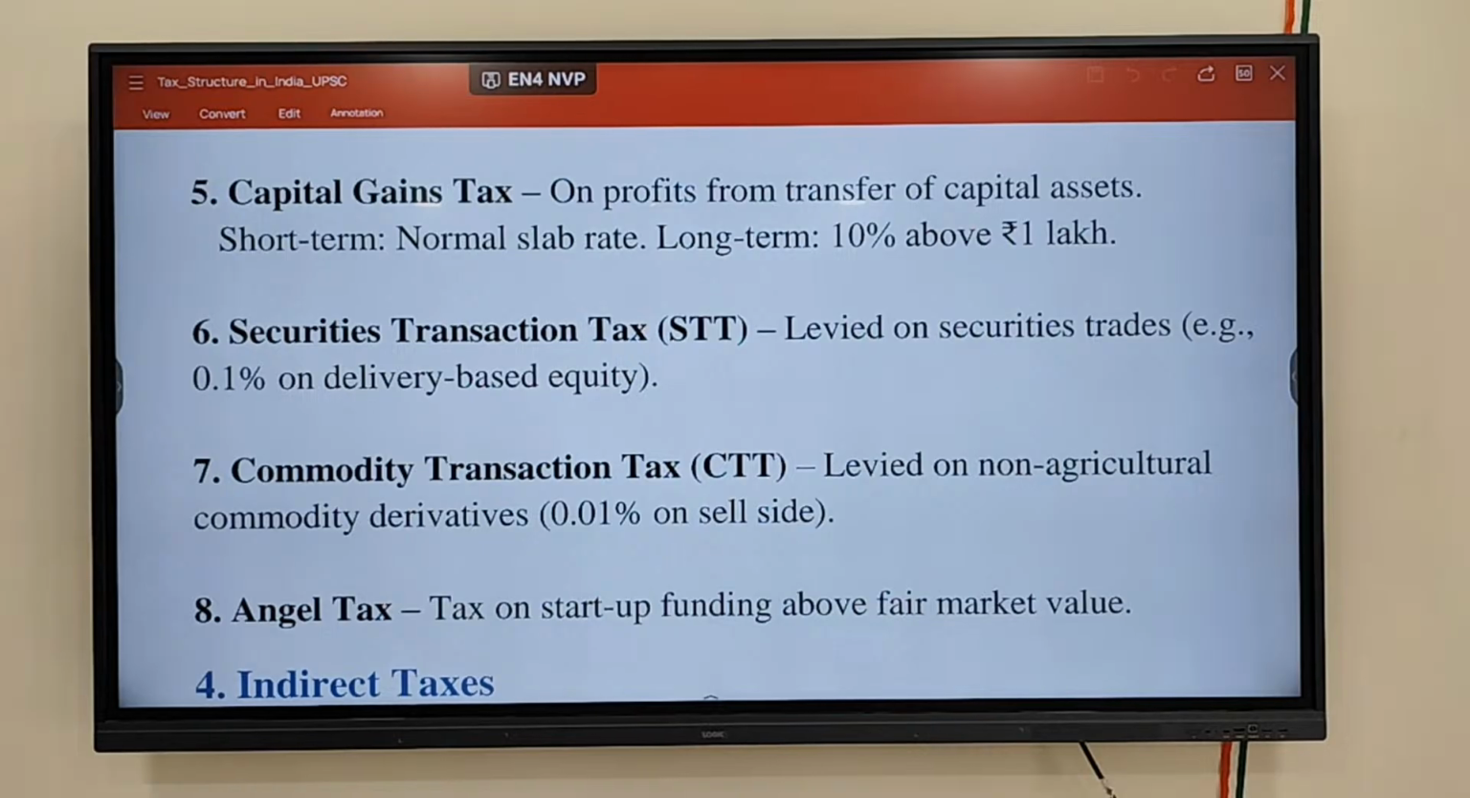CME Group is the world's leading commodity exchange. And in case of India, it is MCX, Multi Commodity Exchange. At the global level, it is CME Group. At the Indian level, India's largest commodity exchange is MCX, that is Multi Commodity Exchange. Write down that. Very important.